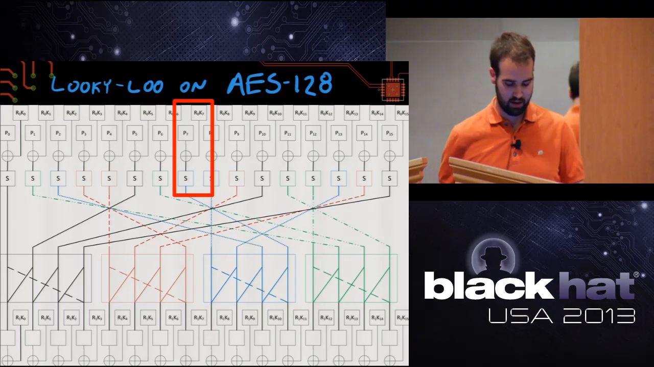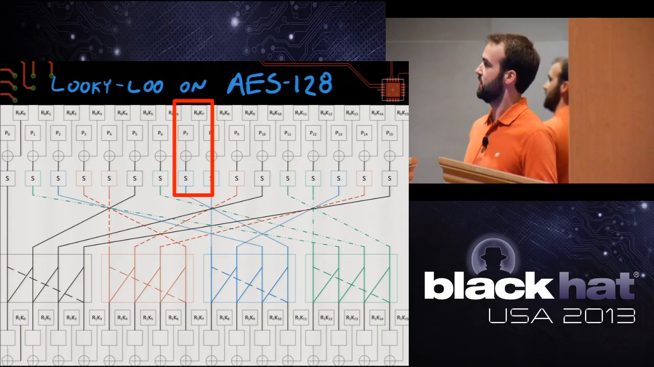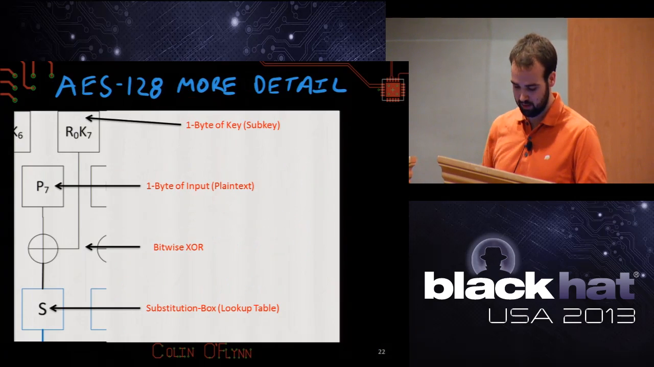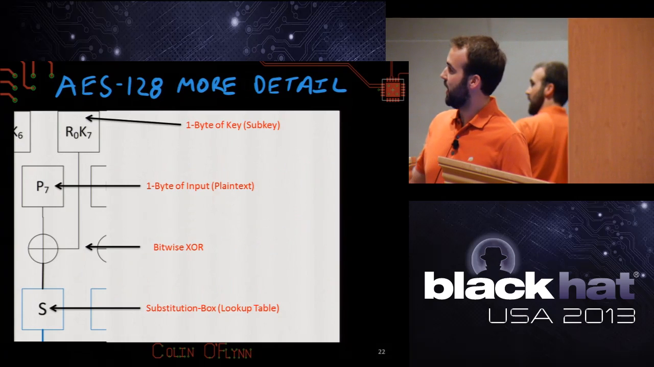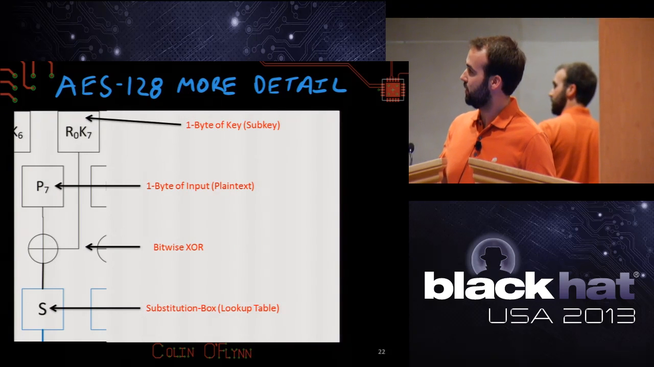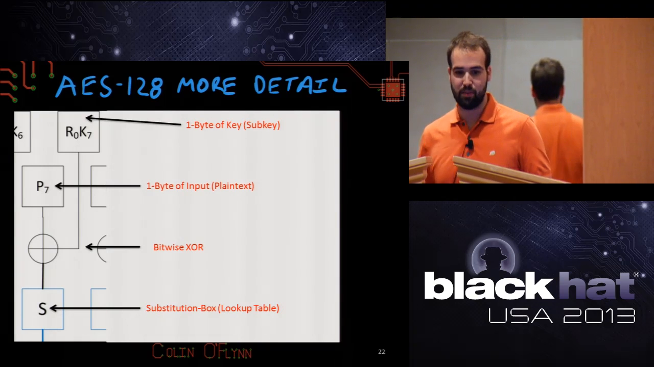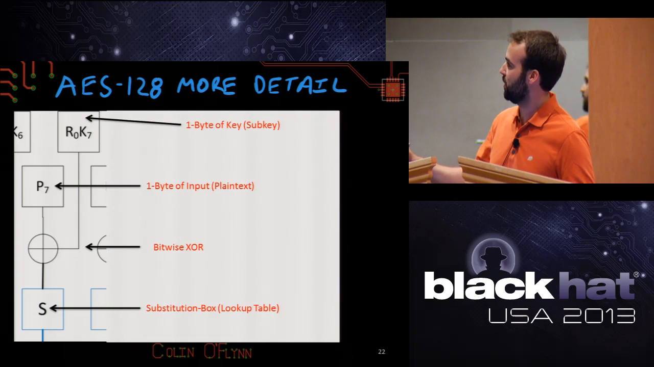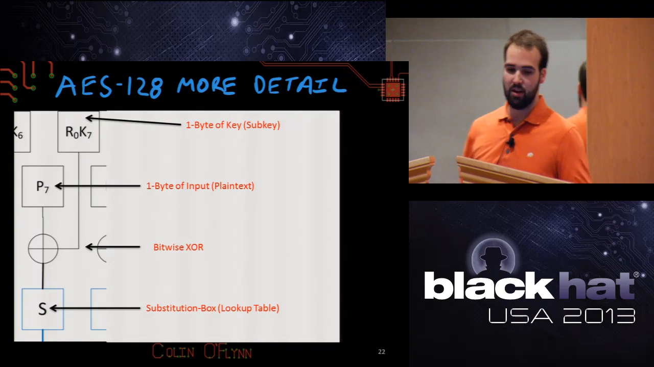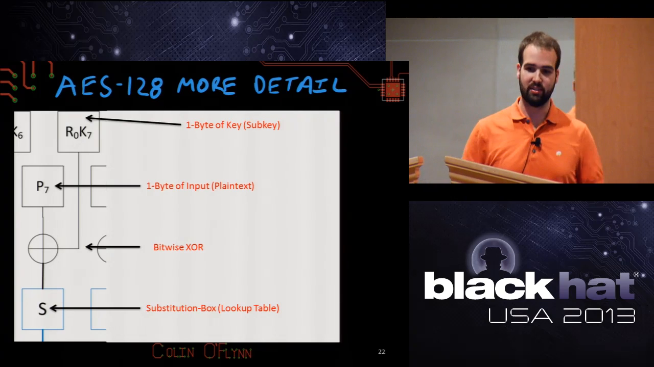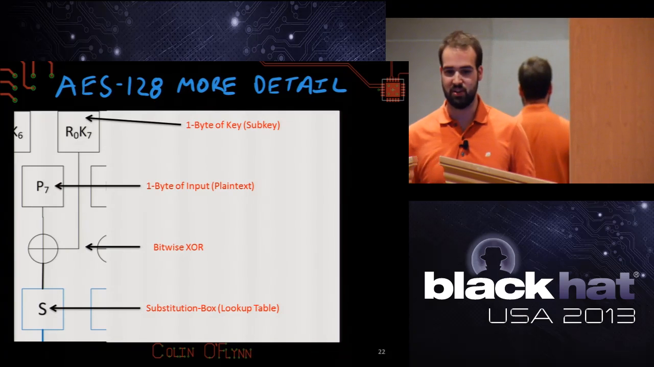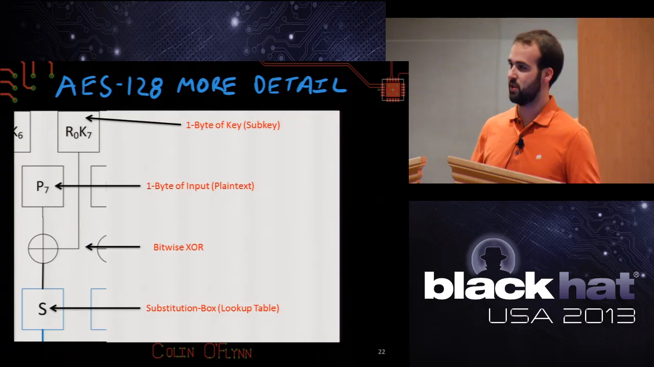So if we look at just one of these input bytes, and we magnify it a little here, we can see we have 1 byte of input on the P there. Maybe it's a little off screen. But there's 1 byte of input. Oh, there it is, sorry. 1 byte of input plaintext, and 1 byte of key. We take the plaintext and we take the key, we XOR them together, you put them through a substitution box, just a lookup table, and it goes on to the rest of the algorithm.